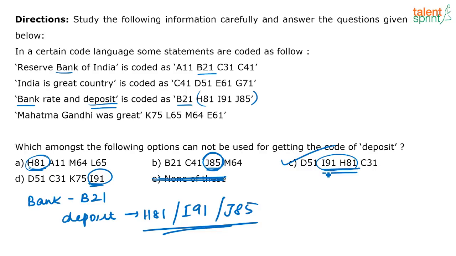But if you look at this statement, what is happening here is I91 and H81, if they come together, that's of no use to me. Again, I will not be able to get the answer. That's what they are trying to say. But that's ambiguous actually.